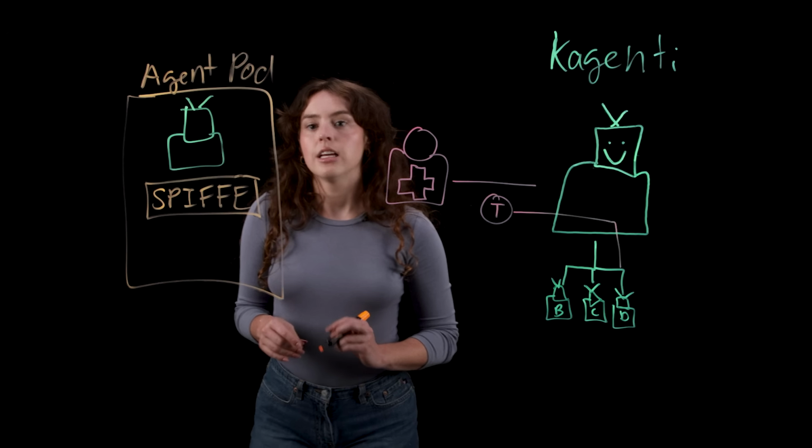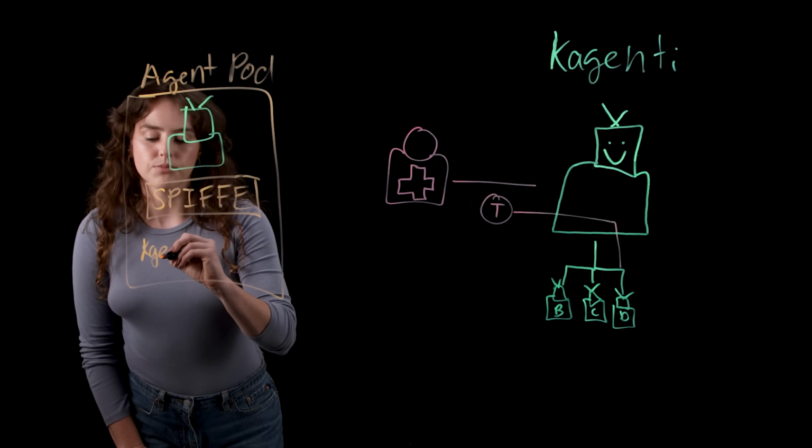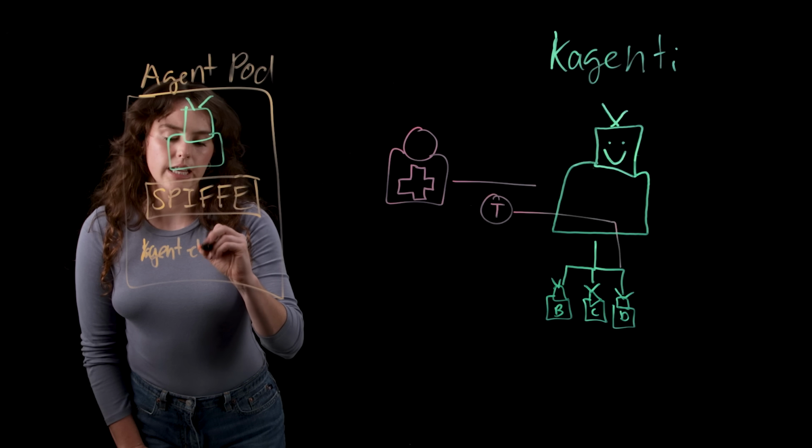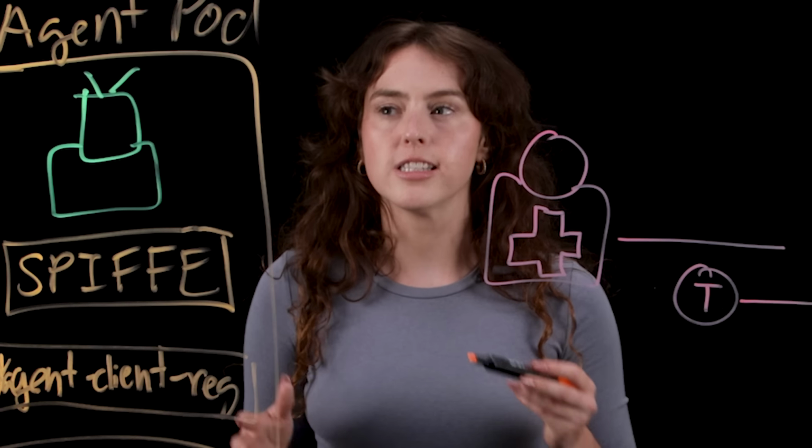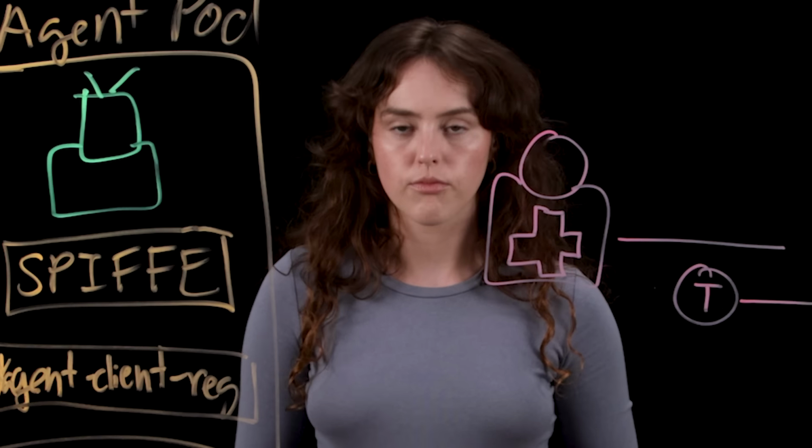Now, the second is the Kagenti client registration. And what this does is register the agent as an OAuth 2 client in Keycloak. Keycloak is an open source identity and access management solution, so that your agent can request limited tokens for specific tools. Okay, now here is where we solve the confused deputy problem.